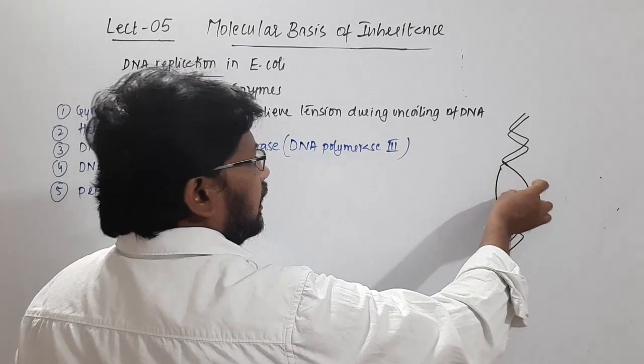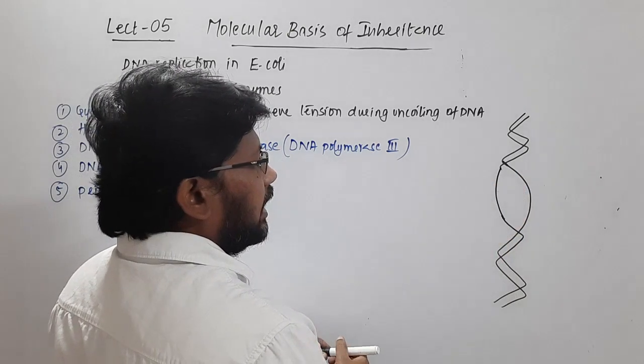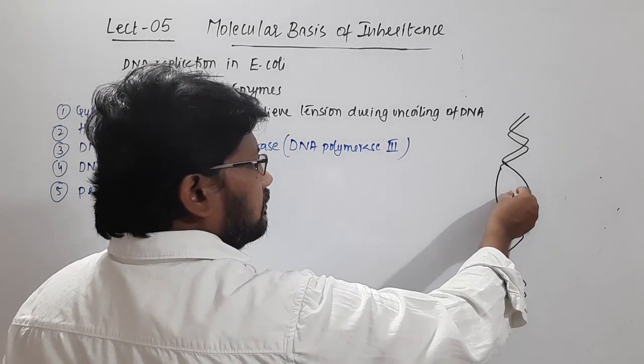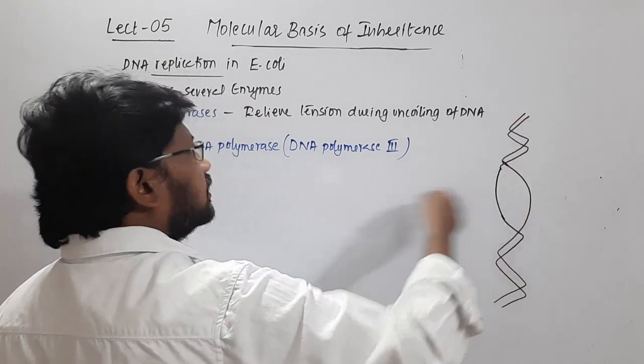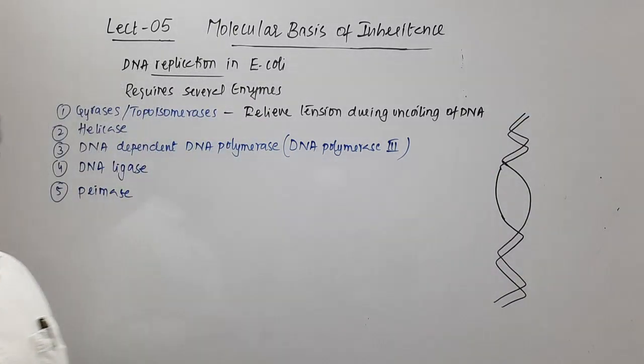Okay, you can see this is a part where the DNA uncoiled. So when this DNA is uncoiling, it can produce tensions on both sides. To relieve that tension, these gyrases are used. So topoisomerases will help in relieving tension during uncoiling of DNA.